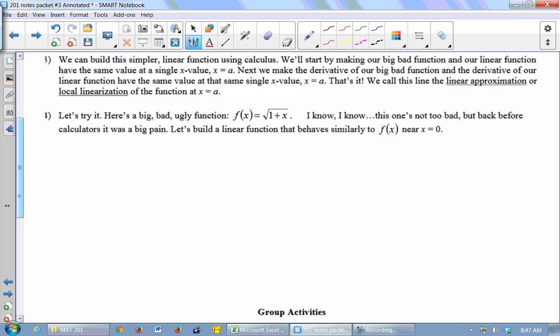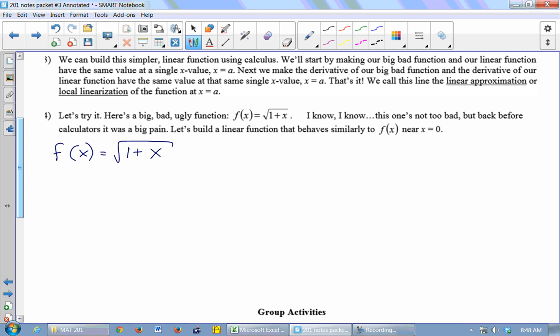Okay? And that's it. We call this thing the linear approximation or the local linearization of the function at x equals a. So here's our ugly function, right? The square root of 1 plus x. And I know this one is not too bad, but before calculators, it was a really big pain, and we're going to use it to demonstrate the method before we start using really, really ugly functions. So I want to build a linear function that behaves similarly to f of x, radical 1 plus x, near x equals 0. So I'm going to have my f of x function, which is radical 1 plus x.